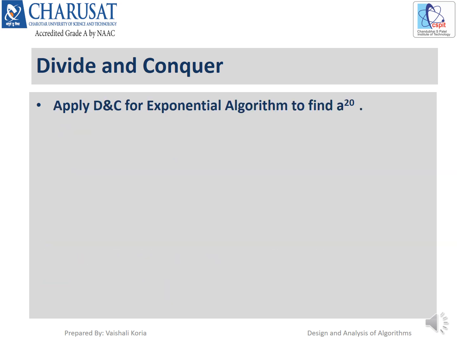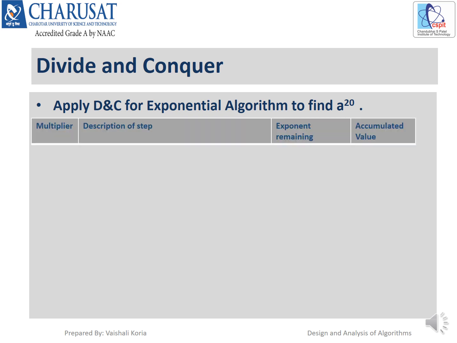So let us see this. If we apply the exponential algorithm to find this a raised to 20, then what are the steps that we have to follow? First, we have to create a table in which there are 4 columns. The first column is about multiplier. So here in this case the multiplier is a. Here we are going to write down the description of the steps. The third column is about exponent remaining, means after certain steps what are the remaining exponent, and the last column is about accumulated value. Now accumulated value is actually your answer. So we have to get a raised to 20 here in this last column.